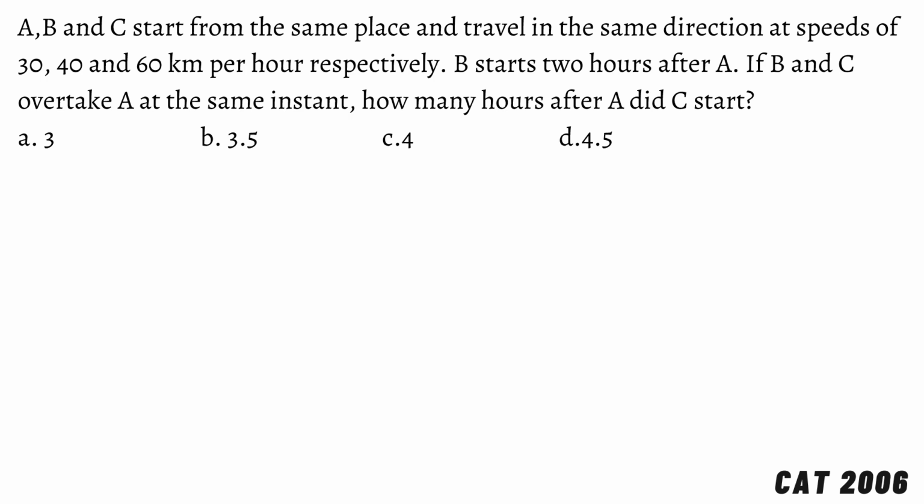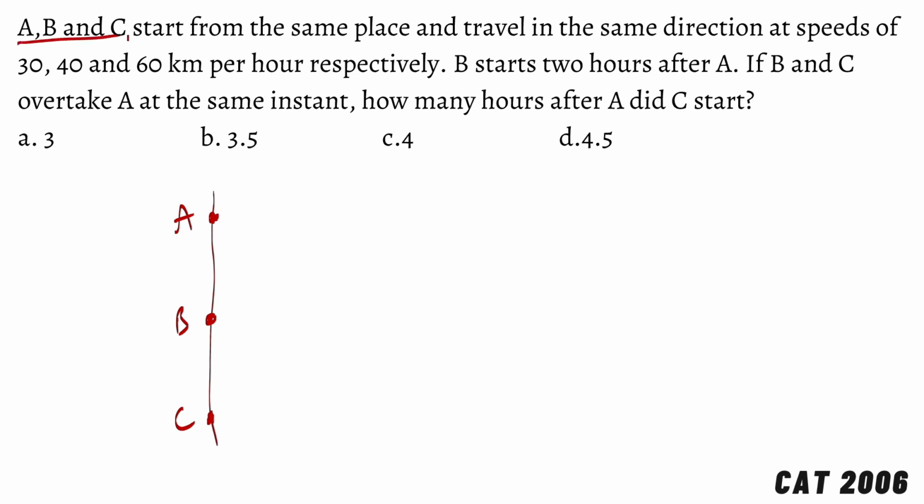Let's solve this question that appeared in CAT 2006. This is related to relative speed, that's why we picked it up. A, B, C start from the same place and travel in the same direction at speeds of 30, 40 and 60 km per hour respectively. Now B starts 2 hours after A, and if B and C overtake A at the same instant, how many hours after A did C start? Alright, so A started from here, this is B, this is C.